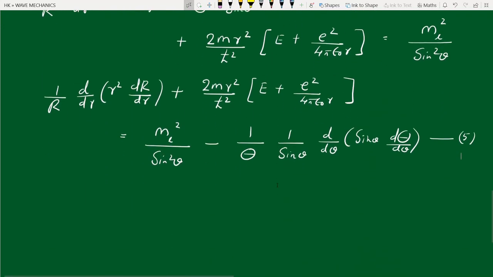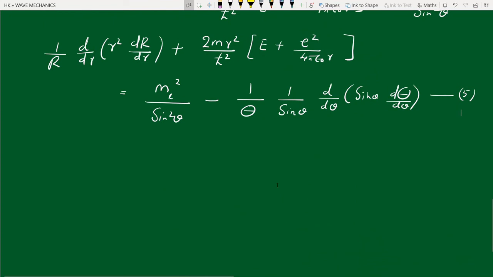Yeah, equation 5. Look at equation 5. Now the right hand side depends only on theta, and the left hand side depends only on r. By going back to our previous argument, this is possible, and the equation is still valid only when the right hand side and left hand side are equal to the same constant. So let us introduce another separation constant here. Let me first write down the right hand side equal to some constant.